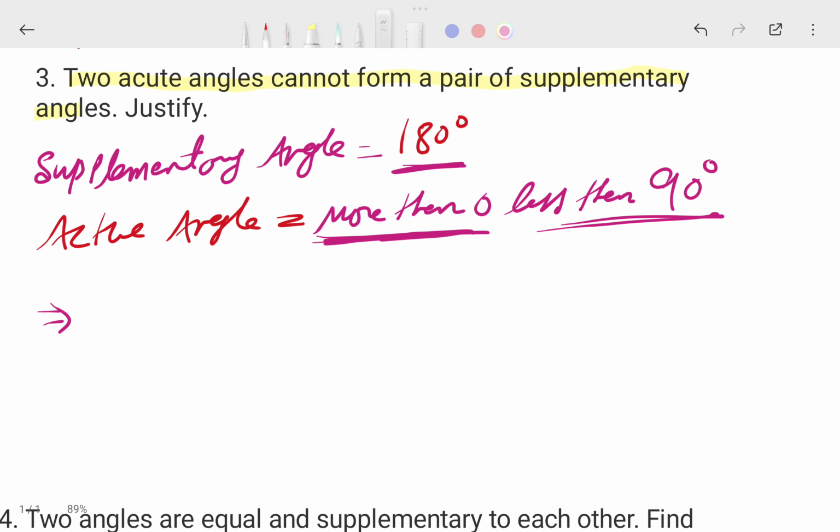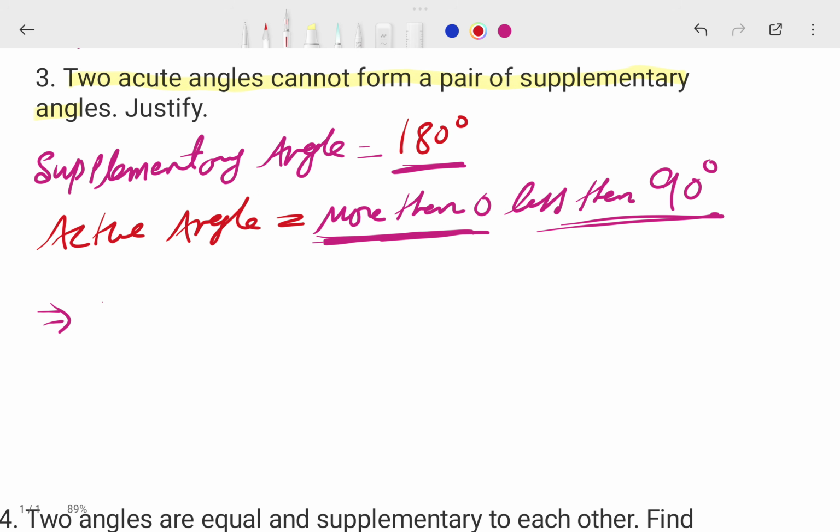Now, what are we going to write here? Angle 1 should be less than 90 and angle 2 will also be less than 90. So the sum will be less than 180 only. So what will we write? If you make an angle, okay, now you can write like that. Wait a minute.